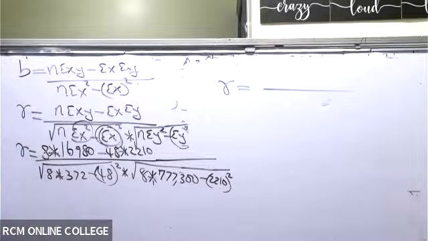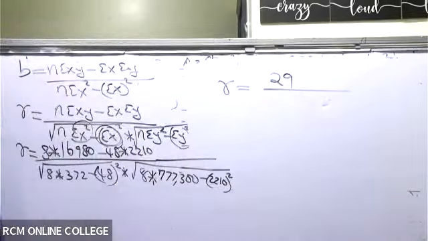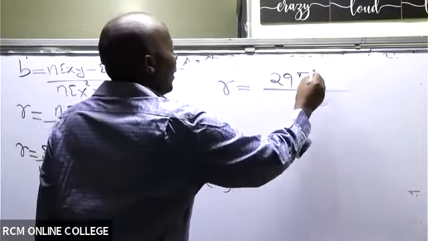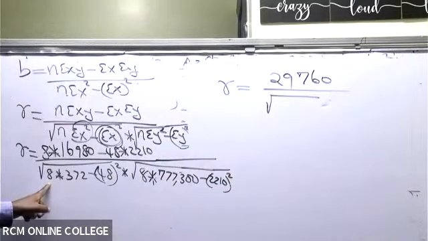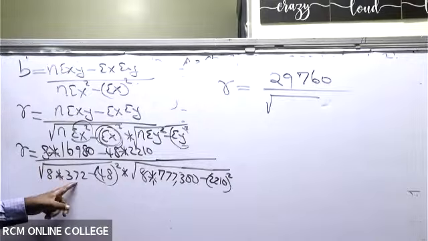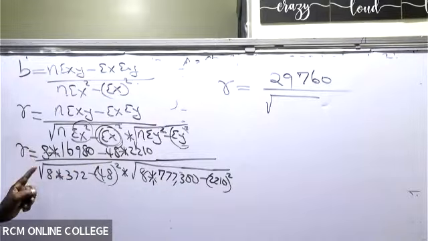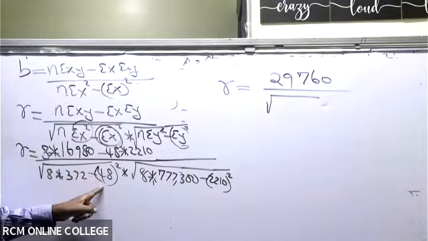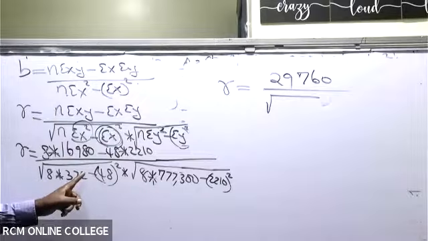So they have confirmed that the numerator is 29,760, divided by, is there somebody who is able to give me what we have under the square root? 8 times 372 minus 48 squared. Just that. Please give me that figure.